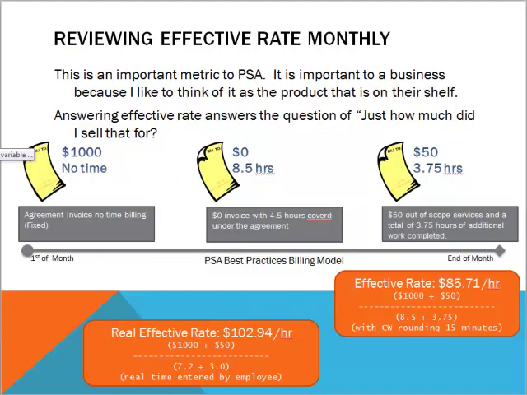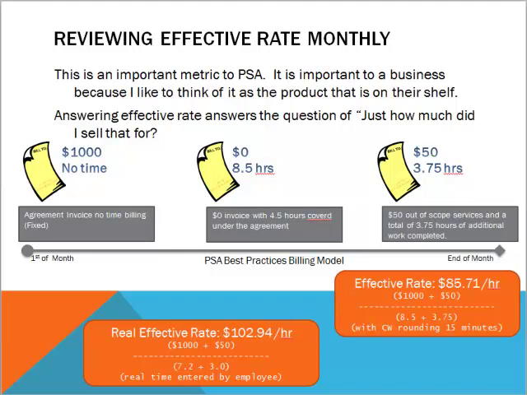It's important for you to understand how KiPI thinks about effective rate. First, because it is an important metric in the PSA, we believe that a product is something that is on the shelf. When a client purchases a managed service agreement, what they're really buying is that labor that is sitting on the shelf, ready to use. The question is, how much of that labor are they buying, and what is the real effective rate that you are getting on a monthly basis with a client?